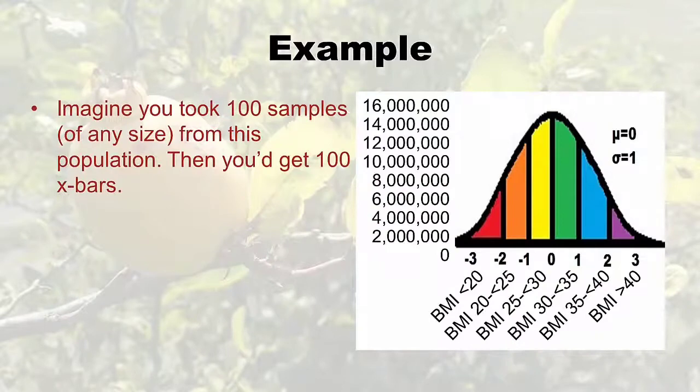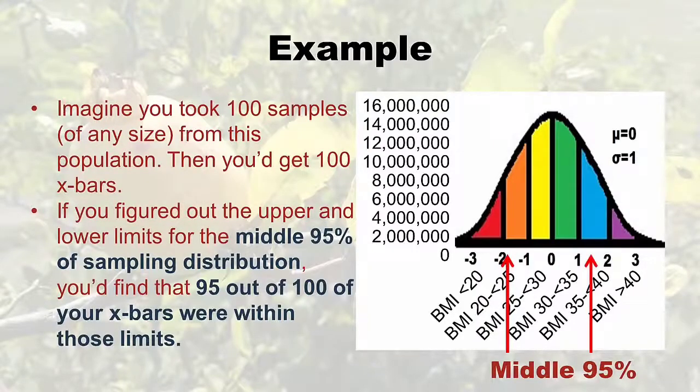So I'm going to keep going with this example. So imagine you just took 100 samples of any size from this population, right? So maybe I'll take 100 samples of like 5. We can stick with 5. You get 100 x bars, okay, which is not what we normally do, but I just want to give you this example. You get 100 x bars, right? If you figured out the upper and lower limits for the middle 95% of the sampling distribution, you'll find that 95 out of 100 of your x bars were actually between those limits.